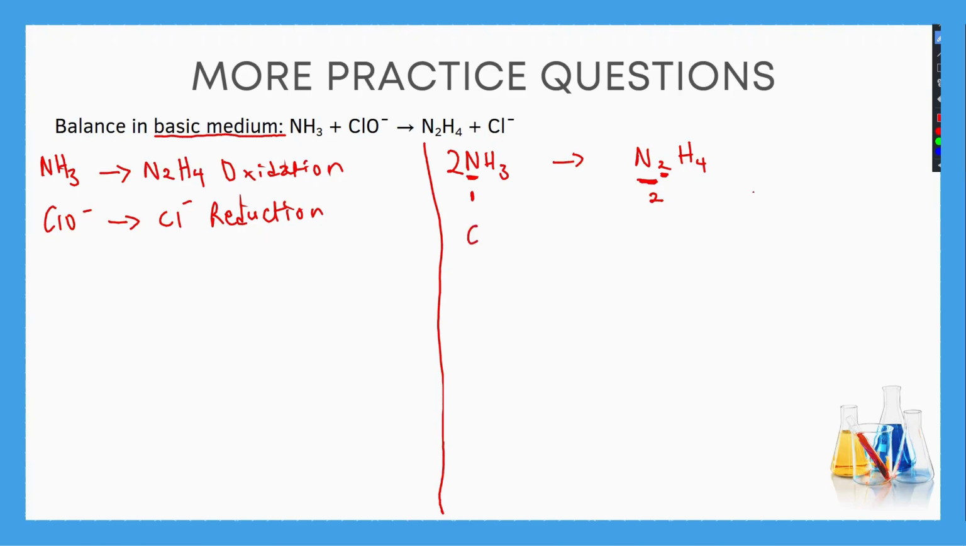For the other equation, we have ClO minus giving us Cl minus. Apart from oxygen and hydrogen, are there any other atoms? Yes, we have chlorine over here and chlorine over here. And in this case, chlorine is balanced, one atom on both sides. So we do not need to alter anything. The next step now says balance oxygen atoms using H2O and balance hydrogen atoms using hydrogen ions or H plus.